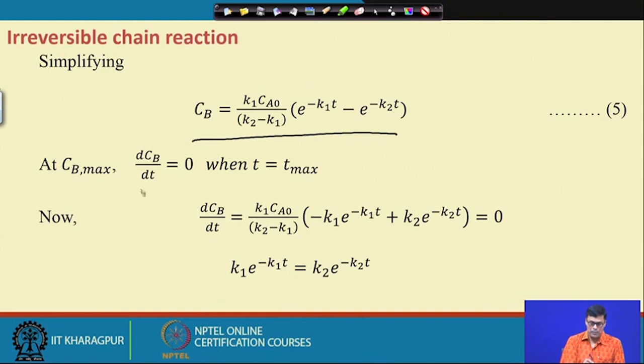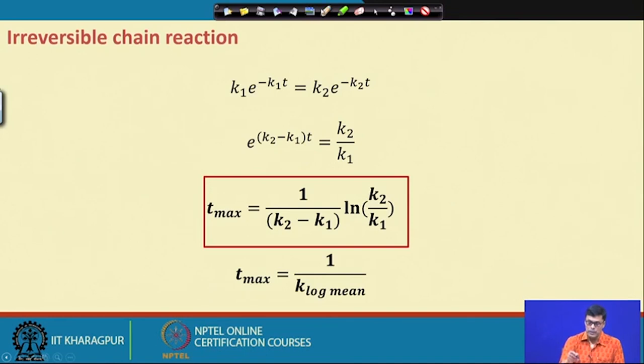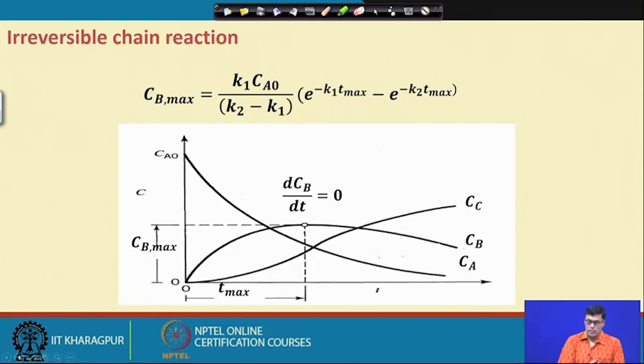At CB max, dCB by dt equal to 0. If we differentiate, we will get this. Here you see that this is the equation I have already derived, and ultimately, if you take it at the bottom, we can write t max equal to 1 by (k2 minus k1) into ln(k2 by k1). Now our final equation is coming like this. When we put the t max value in this equation, we get CB max equal to this. We put the value, and we can easily calculate the CB max value.